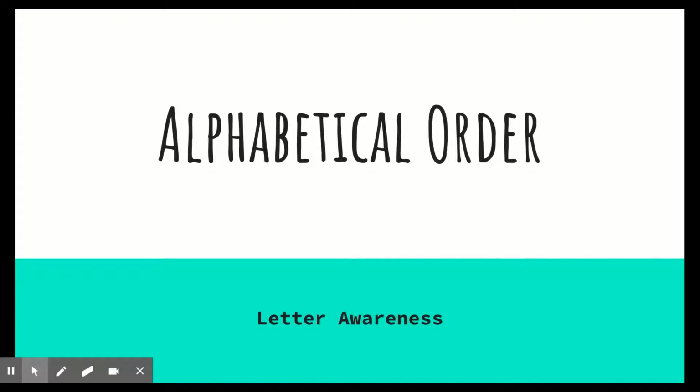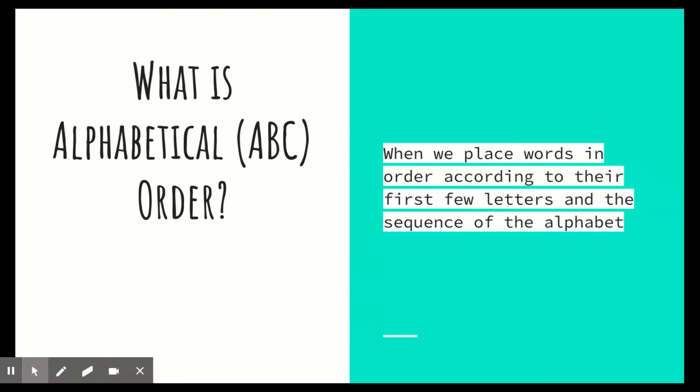Last week, we discussed the alphabet and the order that the letters are in, A to Z, as well as the letter sounds that each letter makes. So this week, we're going to be talking about alphabetical order, or ABC ordering of words. It's still a part of our letter awareness units, since students need to be able to identify the order of the alphabet and then apply that information to words in order to alphabetize them. So let's go over that, okay?